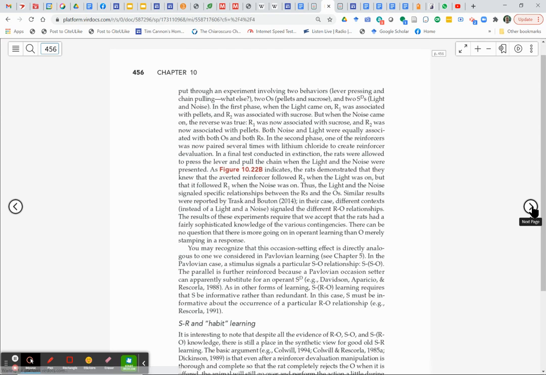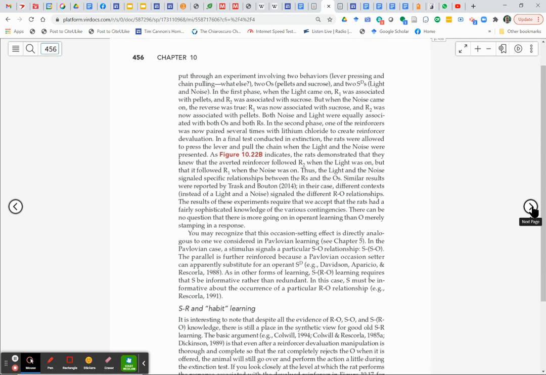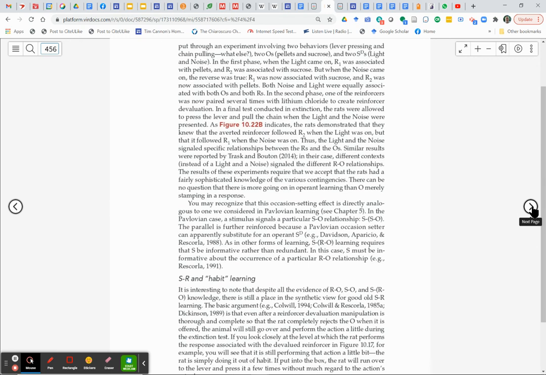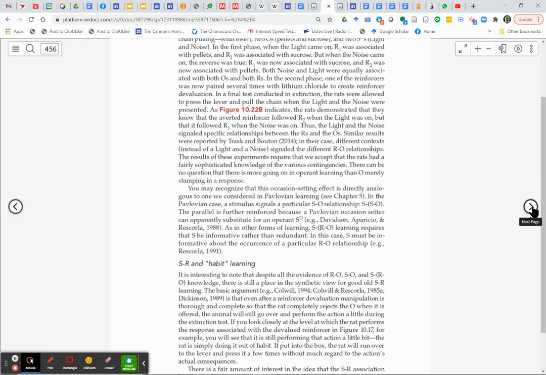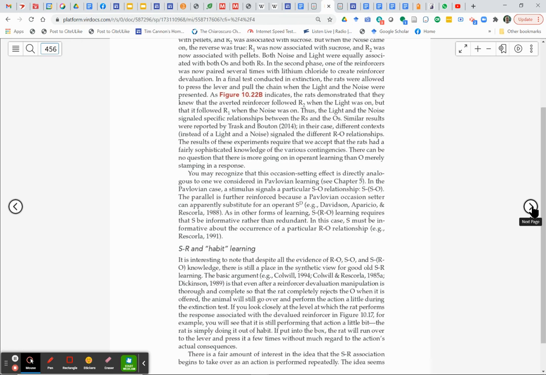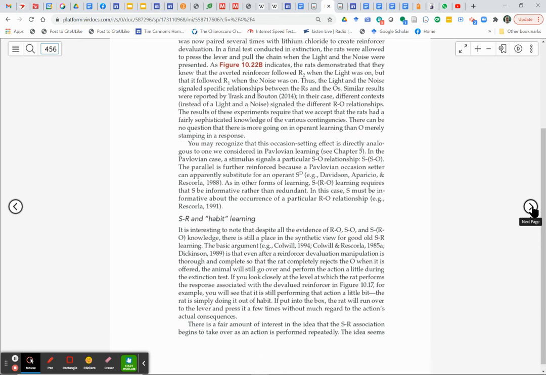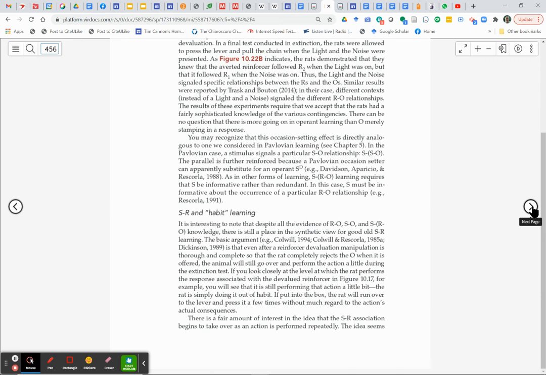And there's more, doing the same kinds of things with 2 responses and lithium chloride. And Boughton, your author: the results of these experiments require that we accept that rats have a fairly sophisticated knowledge of various contingencies. There can be no question that more is going on in operant conditioning than merely stamping in a response.